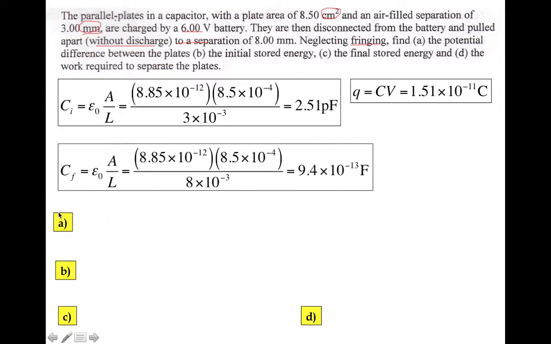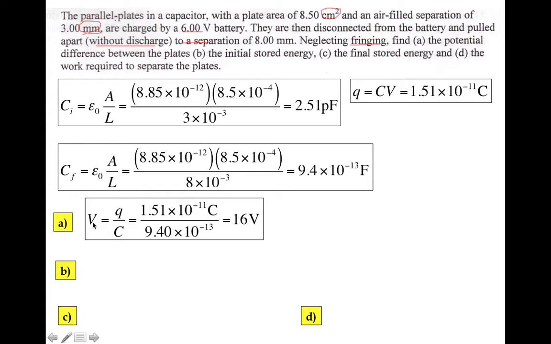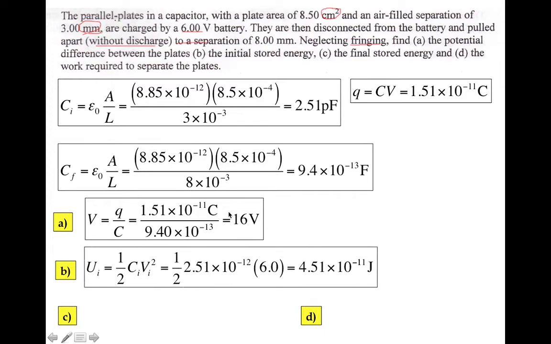After that, I want to calculate the final capacitance. Because I pulled it from 3 to 8 millimeters, from here I can calculate that it is 9.4, which is the new capacitance. Because remember, this depends on geometry. It has nothing to do with the battery. It has nothing to do with the charge. From here, I can calculate the new voltage, because Q is the same and C changed. So now my voltage is 16. So voltage goes from 6 to 16 volts.